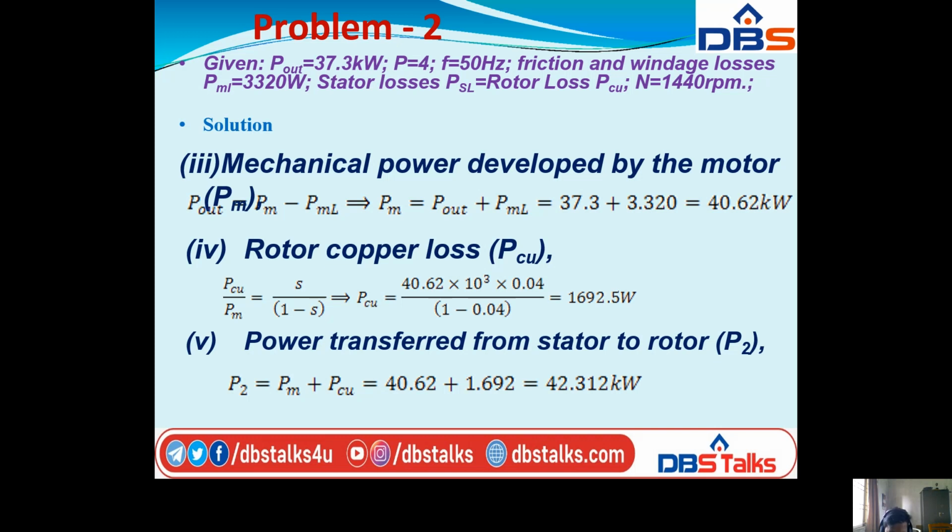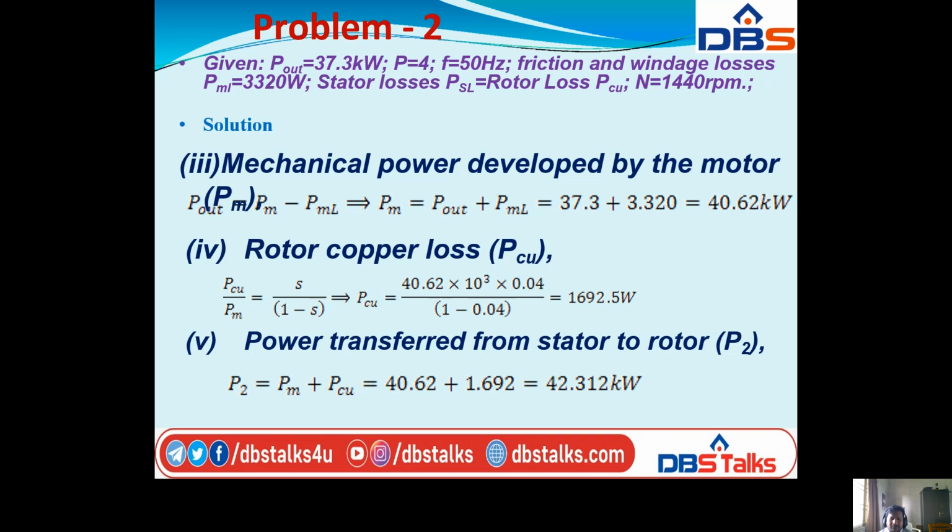Fourth one, rotor copper loss. We know the relation between rotor copper loss and rotor mechanical power developed. PCU by PM is equal to S by 1 minus S. From that, PCU is equal to S into PM by 1 minus S, that is 0.04 into 40.62 into 10 cube divided by 1 minus 0.04. We are getting the copper loss equal to 1692 watts.